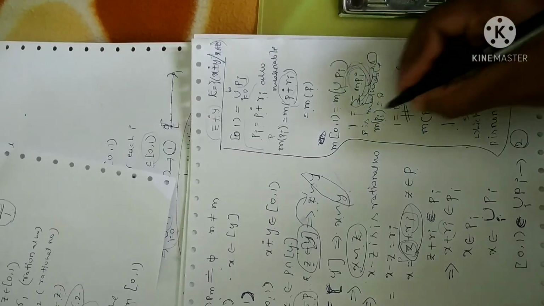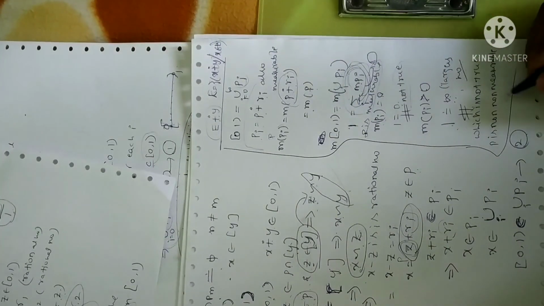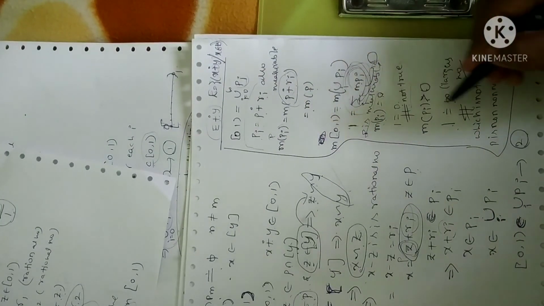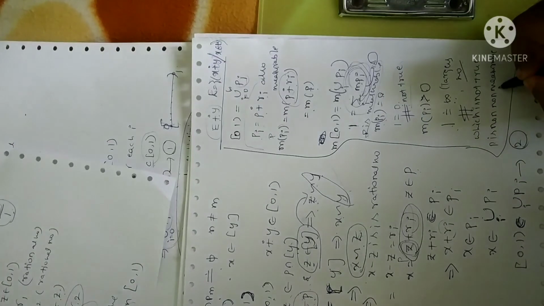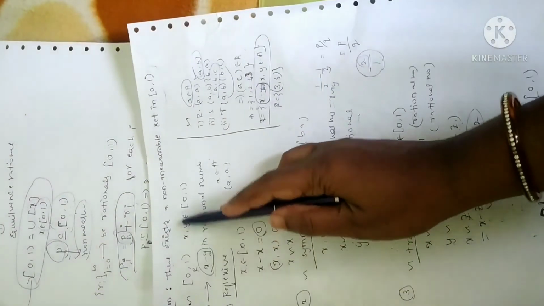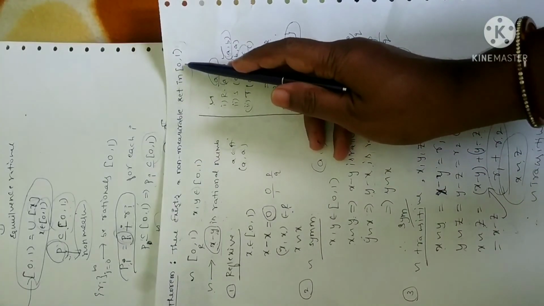We have arrived at a contradiction. Therefore, what I have assumed is wrong. That is, P is not measurable. What I have assumed is P is measurable, and I have arrived at a contradiction. Thereby I can say P is a non-measurable set. So that is what I have to prove: there exists a non-measurable set in 0, 1. I have to prove there exists at least one non-measurable set in 0, 1.